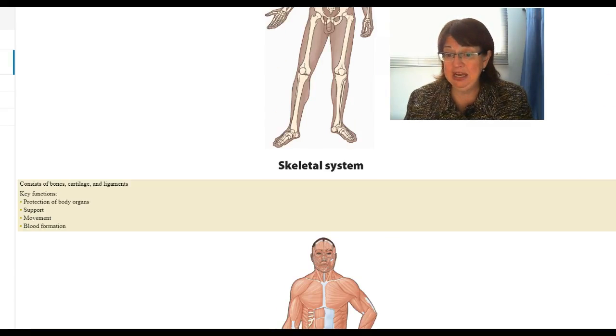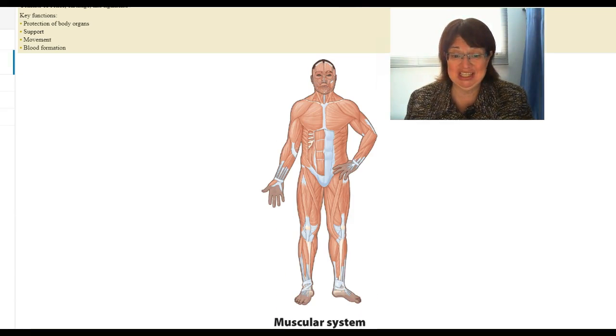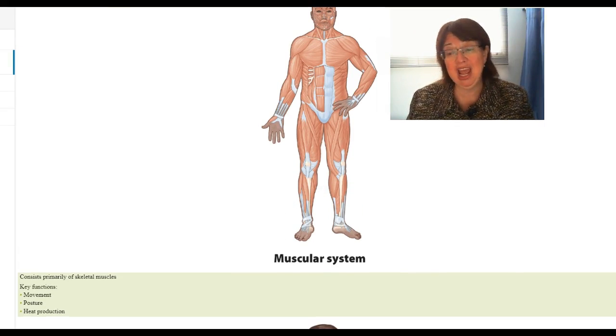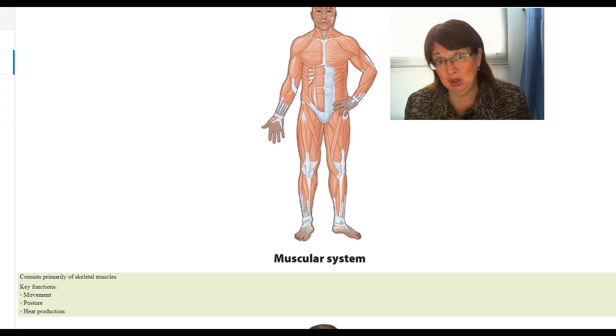Okay. Number 3, your muscular system, and your muscles are for movement, for posture, and for heat production. This is why when you're cold, you shiver. It's your muscles giving off heat. Good.